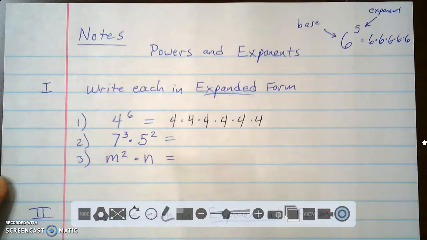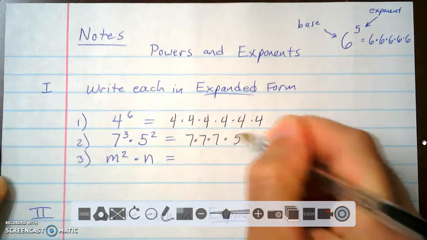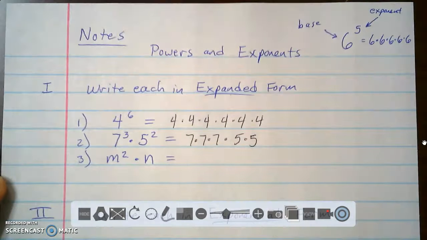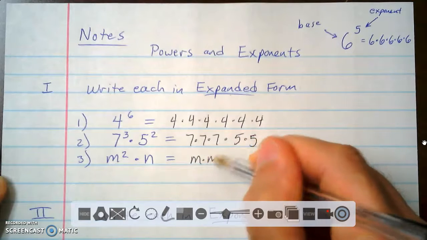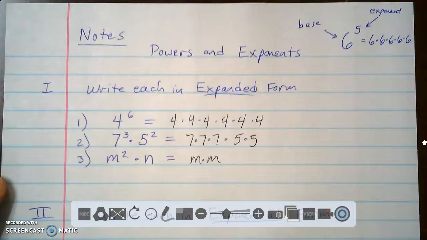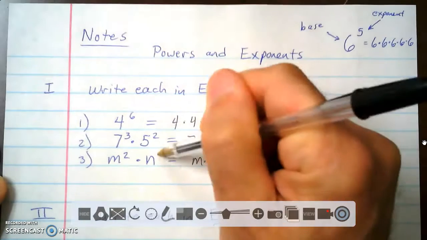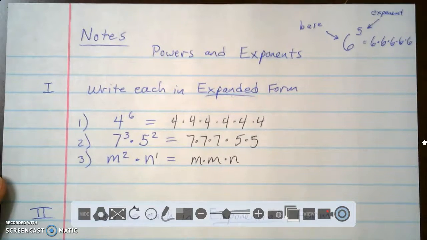Same. 7 to the 3rd power times 5 to the 2nd power. And number 3, m to the 2nd power, or m squared, you can use that term. You can say cubed if you like that, but times n, don't forget n. Everything has a hidden exponent of 1. If you don't see it, it's there. So that's what the first section of the assignment looks like. You should cruise through that pretty easily.